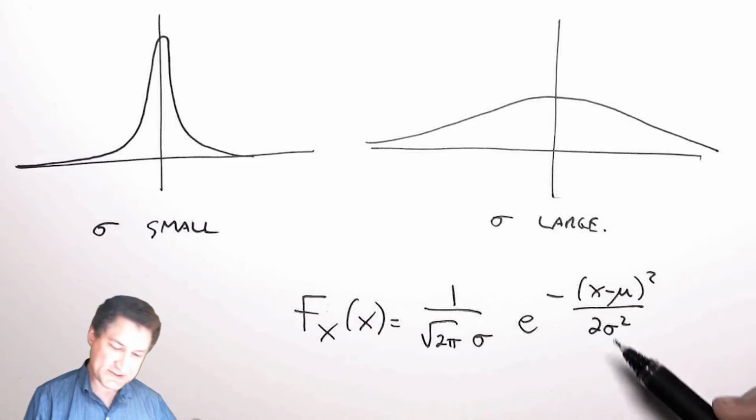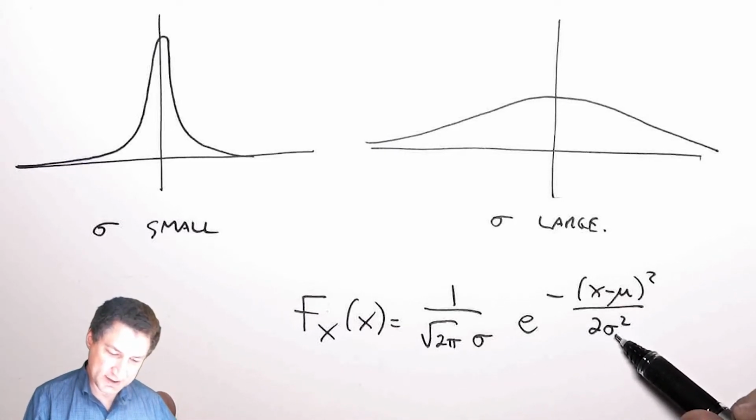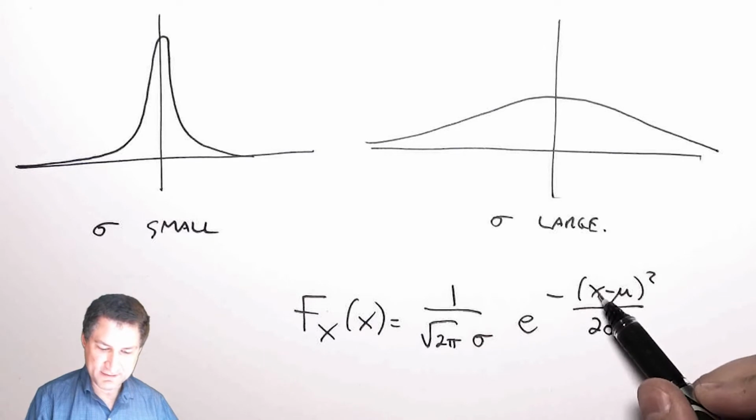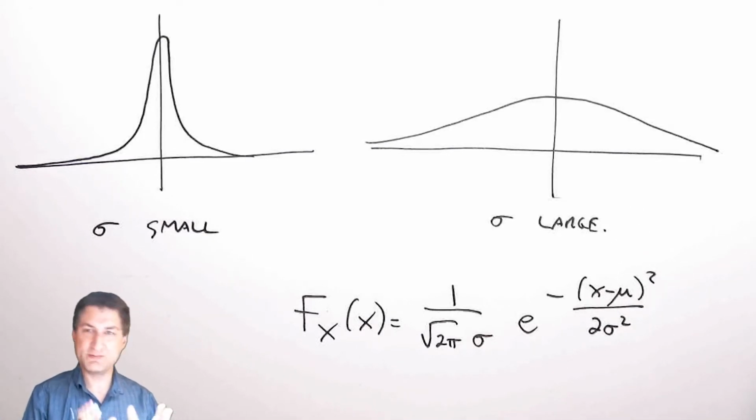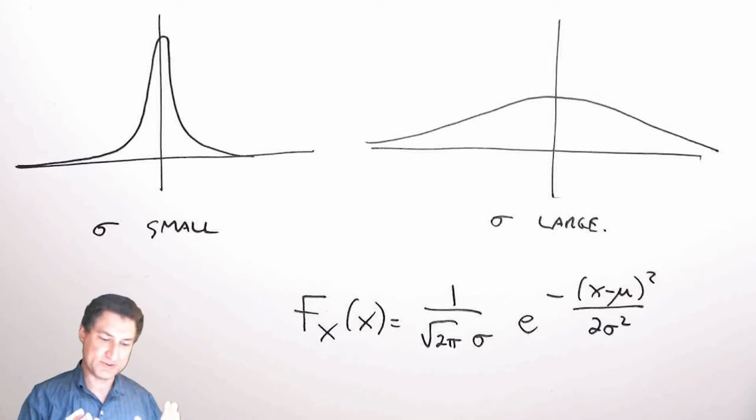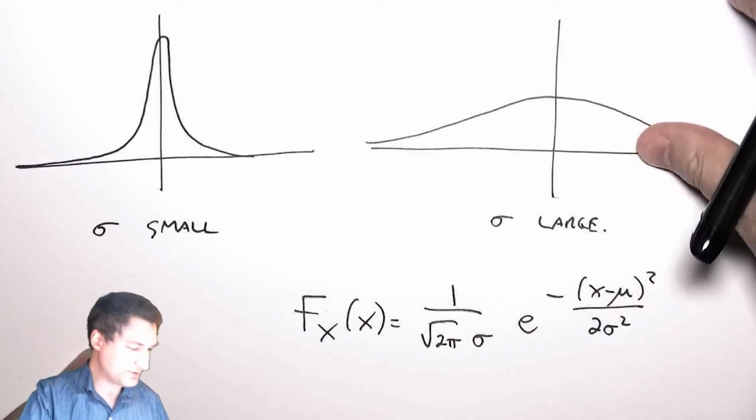And so basically, you can kind of see that when sigma is big, then it takes a further distance away from mu to get the same value in the exponent. So you can kind of see why, when sigma is large, things start to spread out. When sigma is small, things are really peaked around the center.